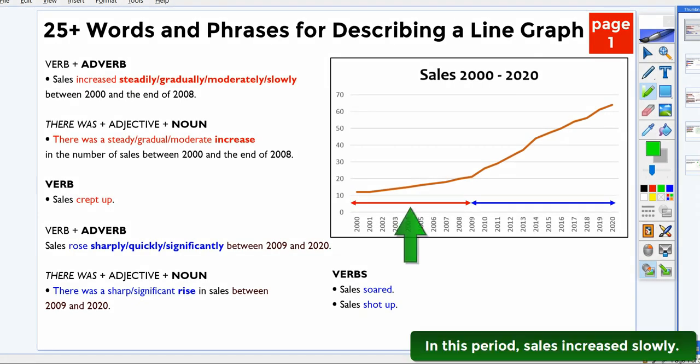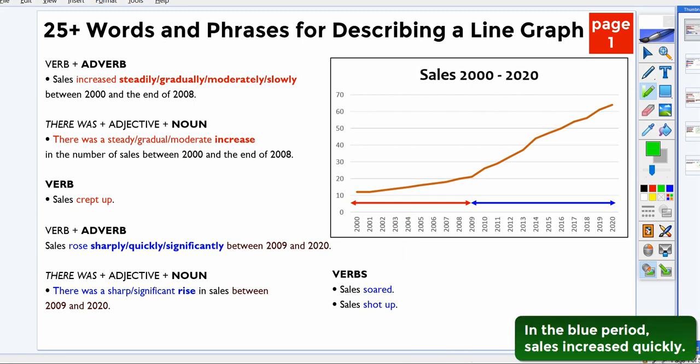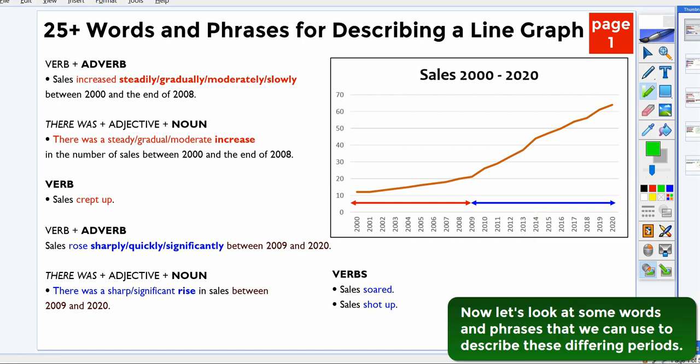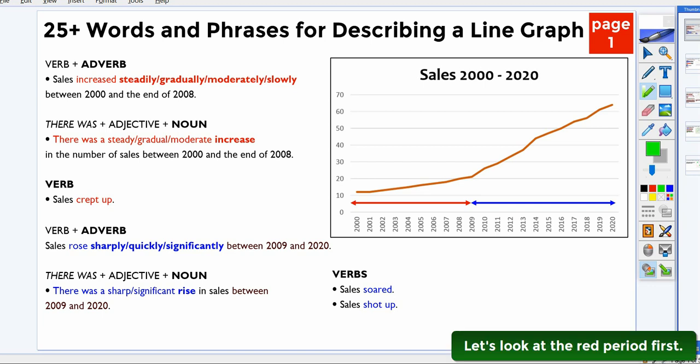In the red period, sales increased slowly. In the blue period, sales increased quickly. Now let's look at some words and phrases that we can use to describe these differing periods. Let's look at the red period first.